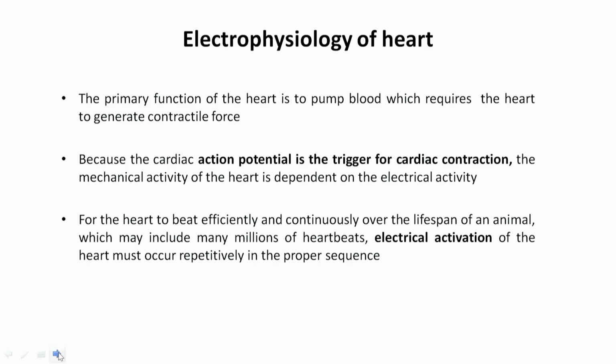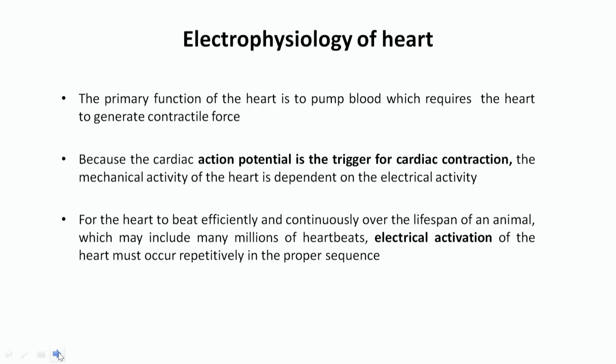For the heart to beat efficiently and continuously over the lifespan of an animal, which may include many millions of heartbeats, the electrical activation of the heart must occur repeatedly in a proper sequence. Another important feature is that this electrical activity must occur in a proper sequence. If any kind of disturbance is there, then the heart function will definitely be hampered.